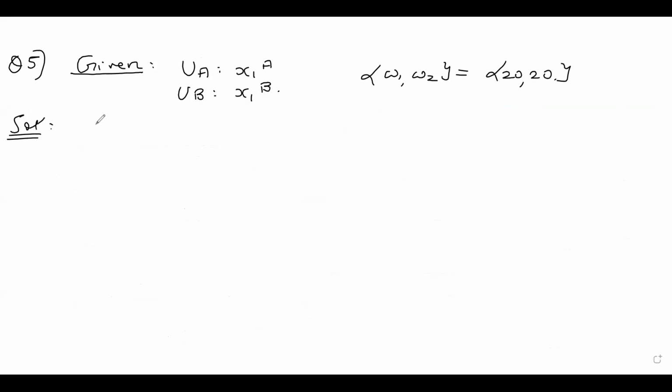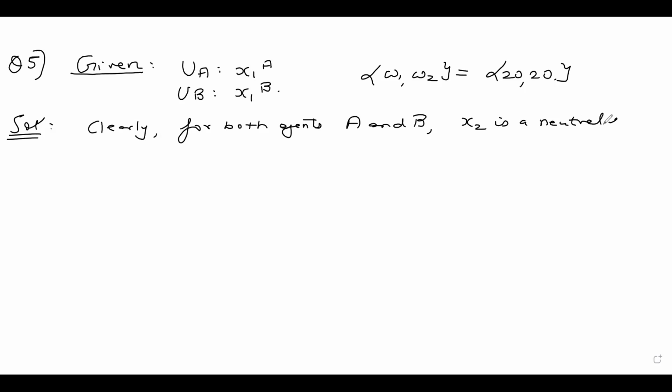Okay, so clearly for both the agents A and B, x2 is a neutral good. It neither gives them satisfaction nor dissatisfaction. Okay, so if we draw the Edgeworth box, let's see how it is going to look.